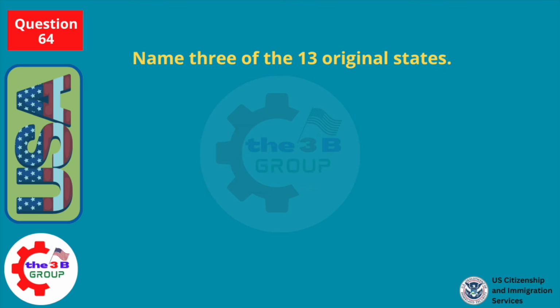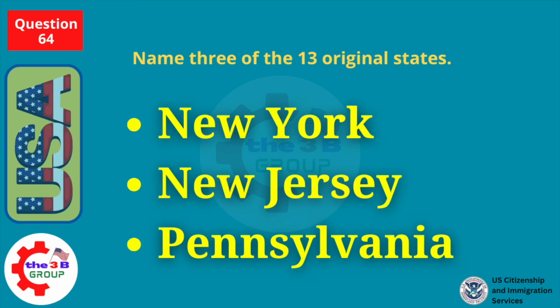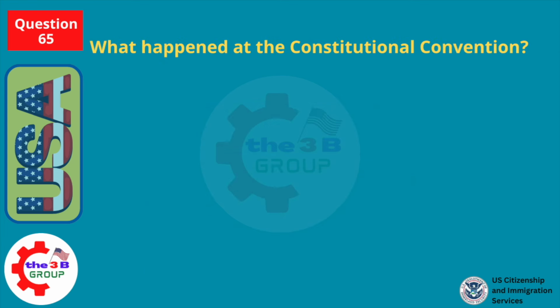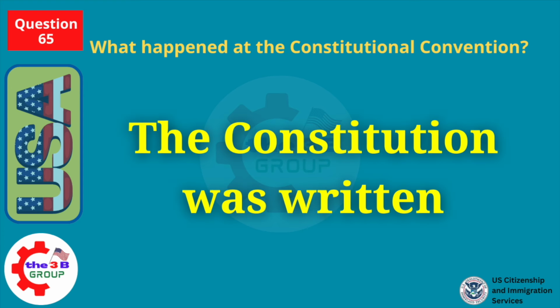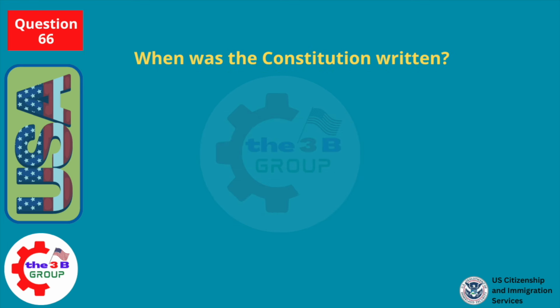Name three of the 13 original states. New York, New Jersey, Pennsylvania. What happened at the Constitutional Convention? The Constitution was written. When was the Constitution written? 1787.